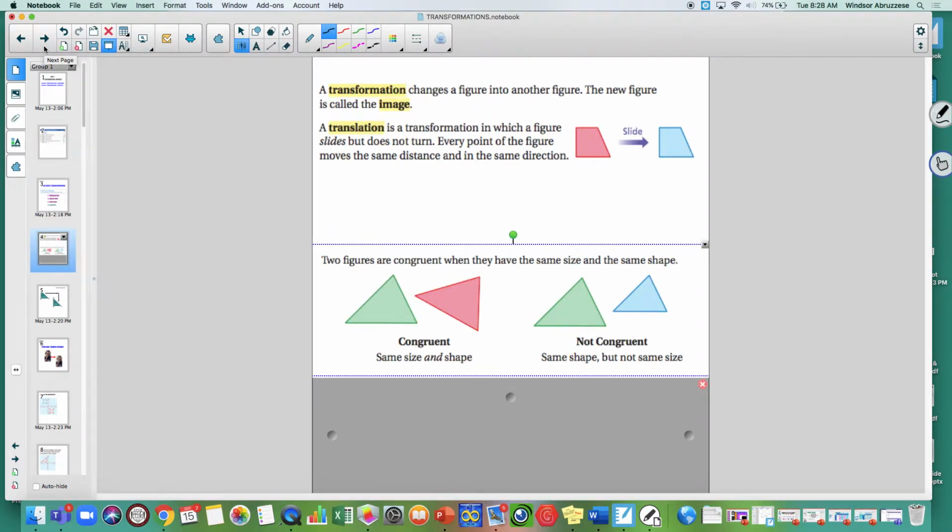A translation is a transformation in which a figure slides but does not turn. Every point of the figure moves the same distance in the same direction. And I'm just going to write the word translation. One way to help you remember is right here. A translation is when you slide a figure. And I remember because translation has an SL, just like the word slide.